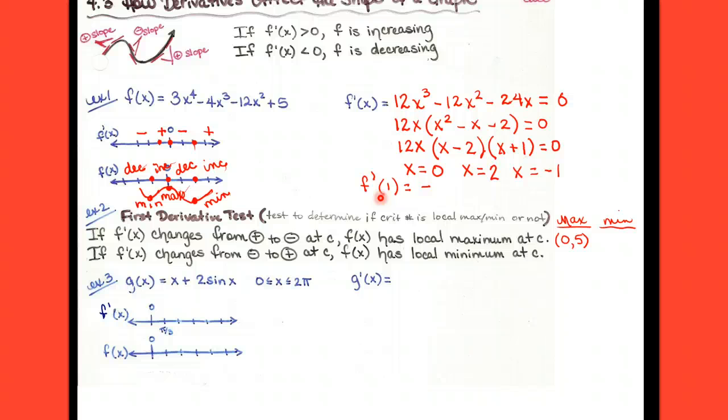All right. For the minimum, it's where it changes from negative to positive. So, okay, we changed from negative to positive right here at -1. And we also changed from negative to positive right here at +2. So I'm going to have 2 of those.